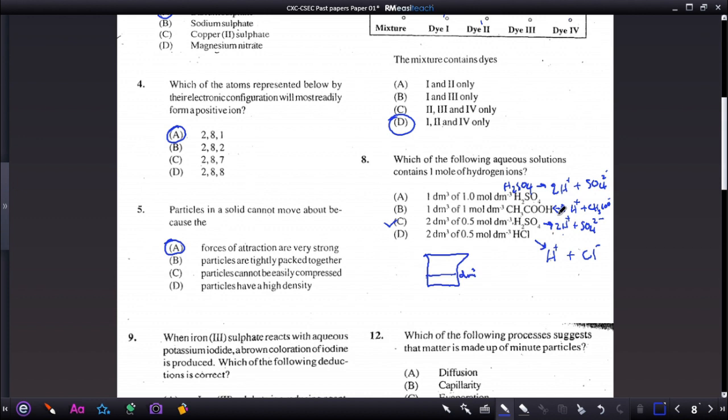For A, it's 1 mole of the sulfuric acid, and remember, sulfuric acid to H plus is 1 to 2. So if 1 mole of sulfuric acid was used, then it should be 1 times 2 for the H plus, which would give us 2 moles, and we're looking for 1 mole. So it's not A, so the answer is definitely C.